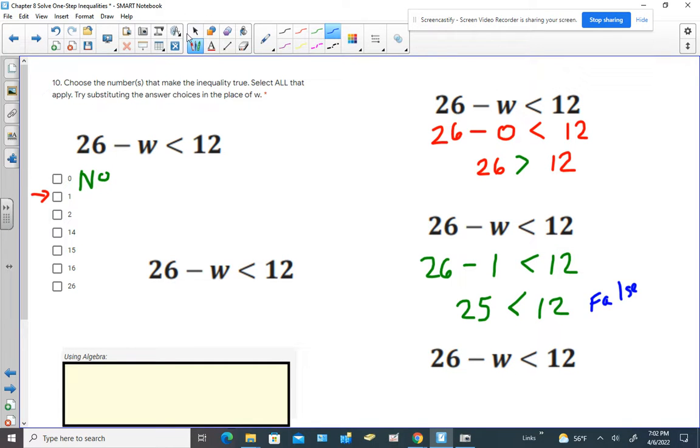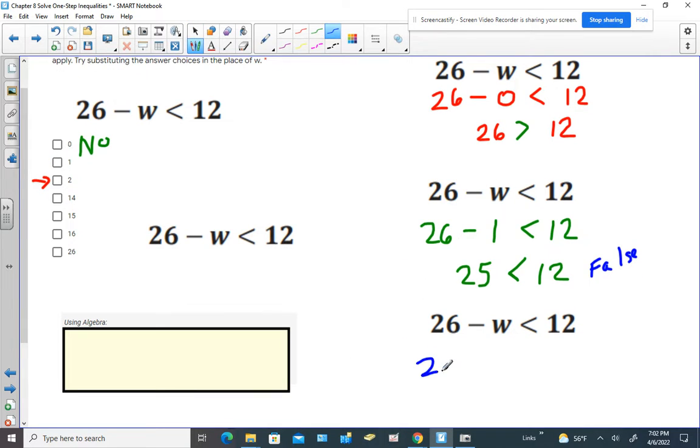We could keep going and try the number 2 and see if that's a true statement. So 26 minus 2, is that less than 12? If I subtract 2 from 26, don't I get 24? And if I compare that, is this a true statement? That again is false. False statement, not true. So we're not going to pick that. Now you can continue and go through the remainder of the numbers using this process.